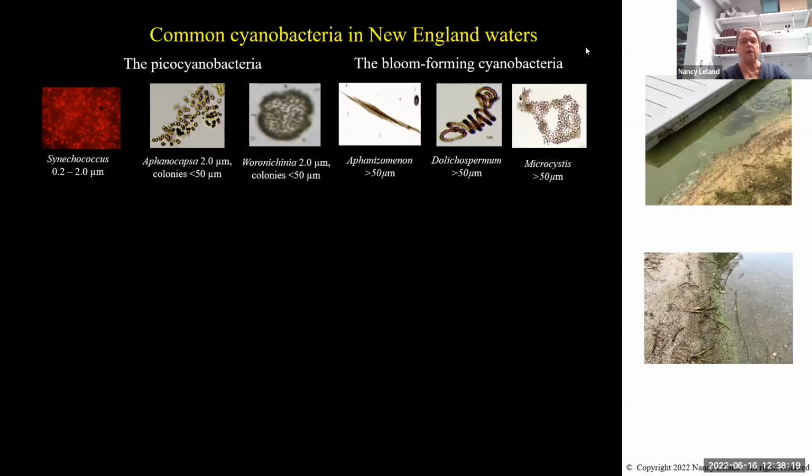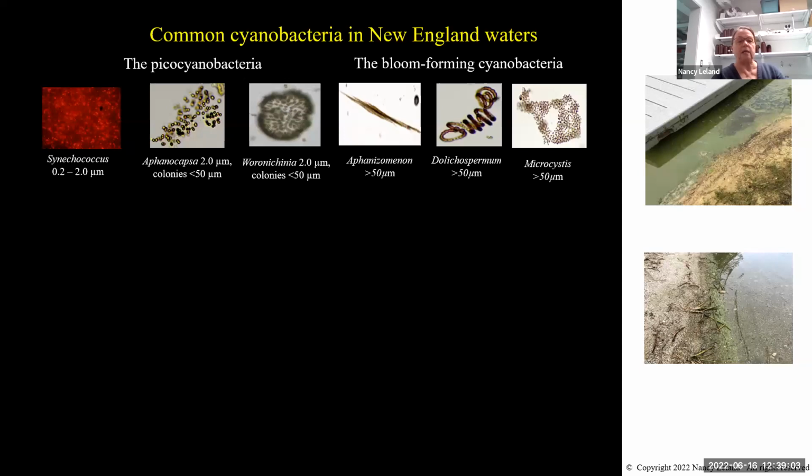So some of the common cyanobacteria that we see in New England waters, we like to break them into different groups depending upon their general size, and you'll see why that's really important to us. But we basically call them two different groups. We have the picocyanobacteria, which tend to be very small. And what you see here are some of the size ranges of either the single cell forms, which is the Synechococcus. And then also we have colonies, colonial forms of these small cell organisms, ranging up to about 50 microns in size.